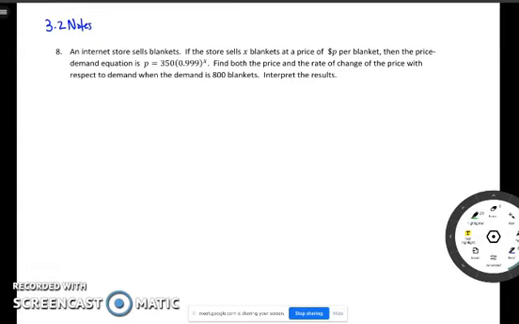Number 8, another word problem. So let's read it. An internet store, or some store on the internet, sells blankets. If the store sells X blankets at a price of P dollars per blanket, then the price demand equation is given by this rule right here.